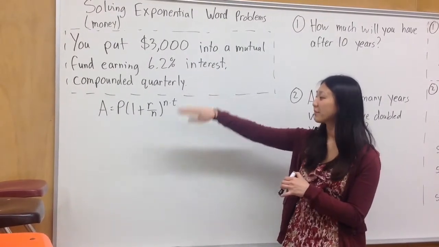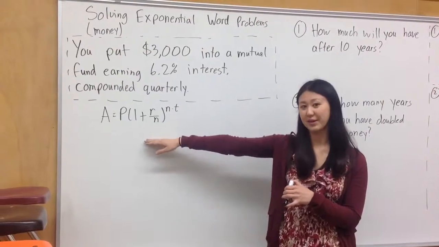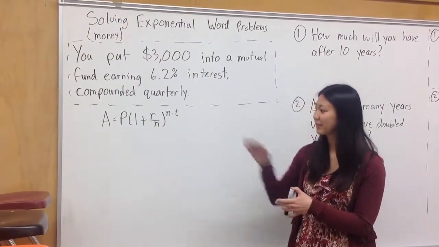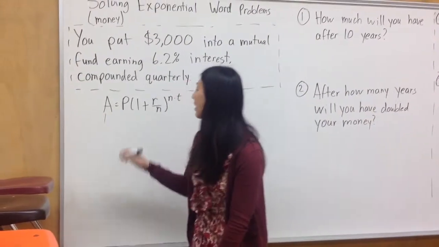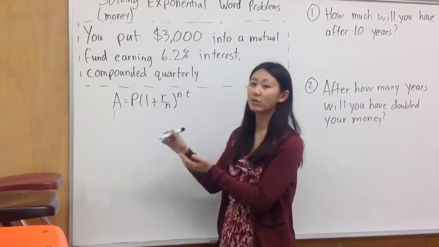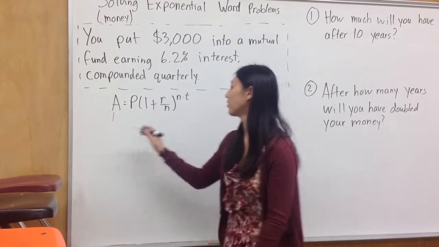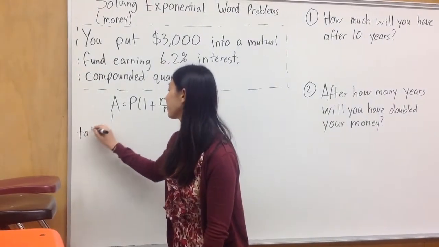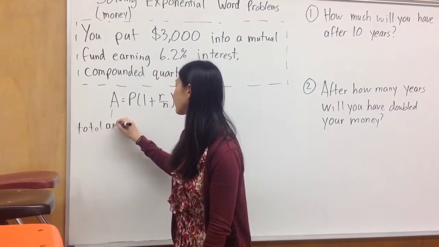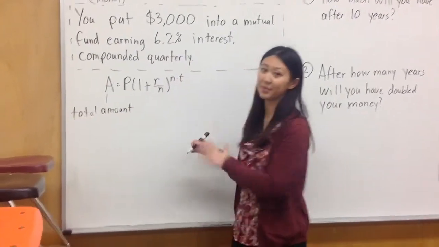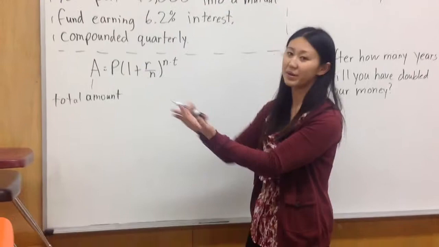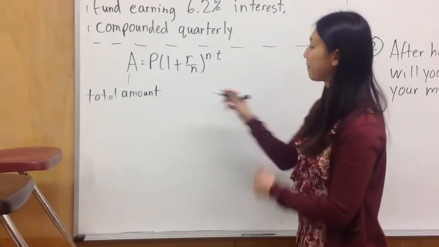Now, for all these problems we need to use this formula right here. So let me explain what each of these variables means. A represents the total amount of money you're going to have. So I'm going to write total amount here. This is the total amount that you end up with. So eventually, after so many years, you're going to end up with A.